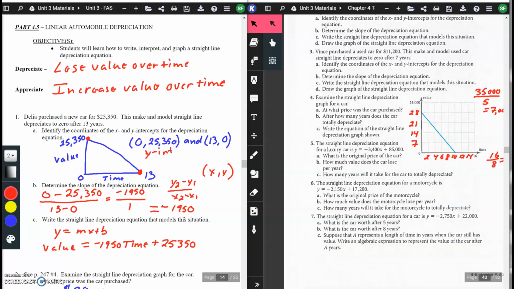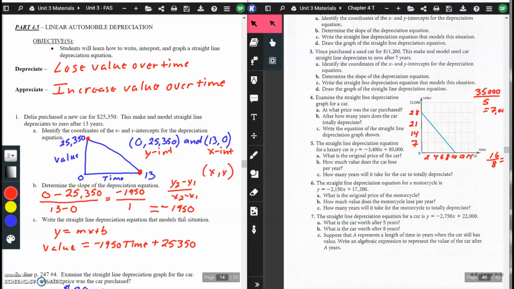And your x-intercept is where the graph crosses the x-axis, and that is (13, 0). So that is your x-intercept. Okay, so the x-intercept is on the x-axis, the y-intercept is on the y-axis.